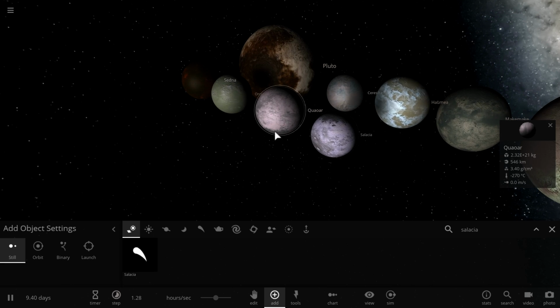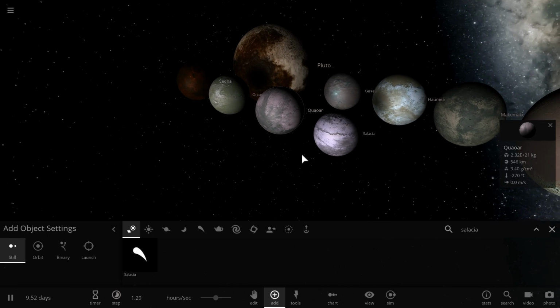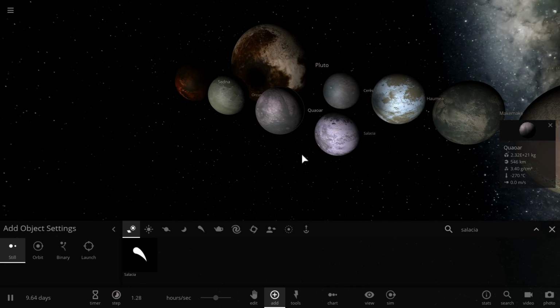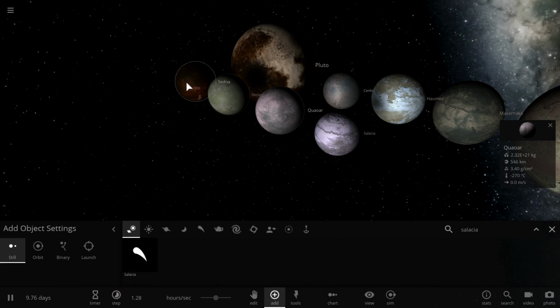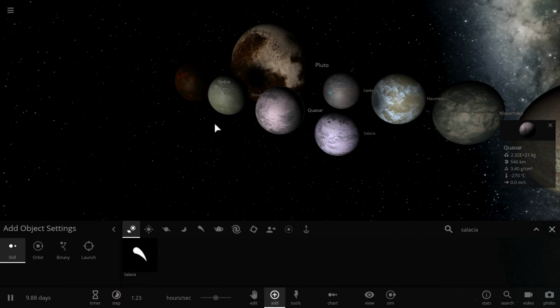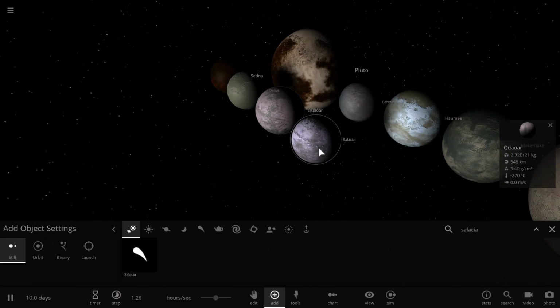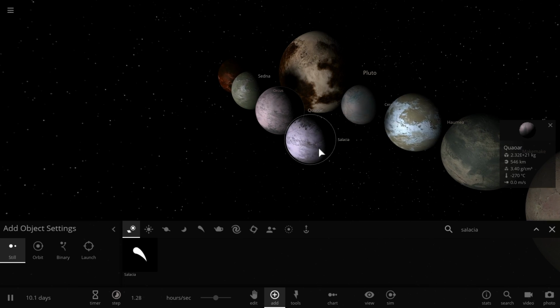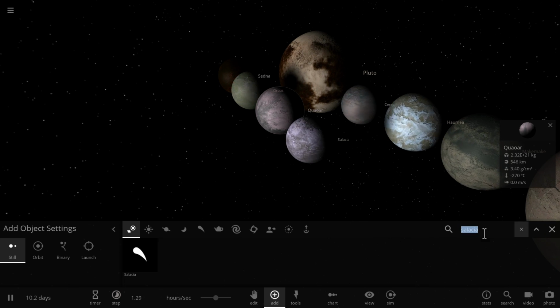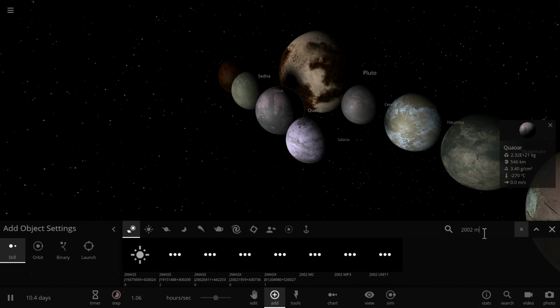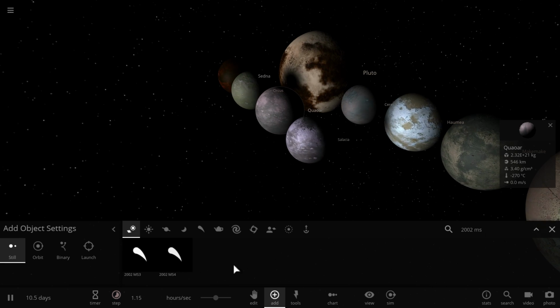These objects here, except for Sedna, are actually relatively close. They're at a distance of about 40 to 42 astronomical units. Sedna is at a distance of close to about 520 astronomical units, which is dramatically different. We're now going to place two objects that don't actually have proper names yet. One is called 2002 MS4.